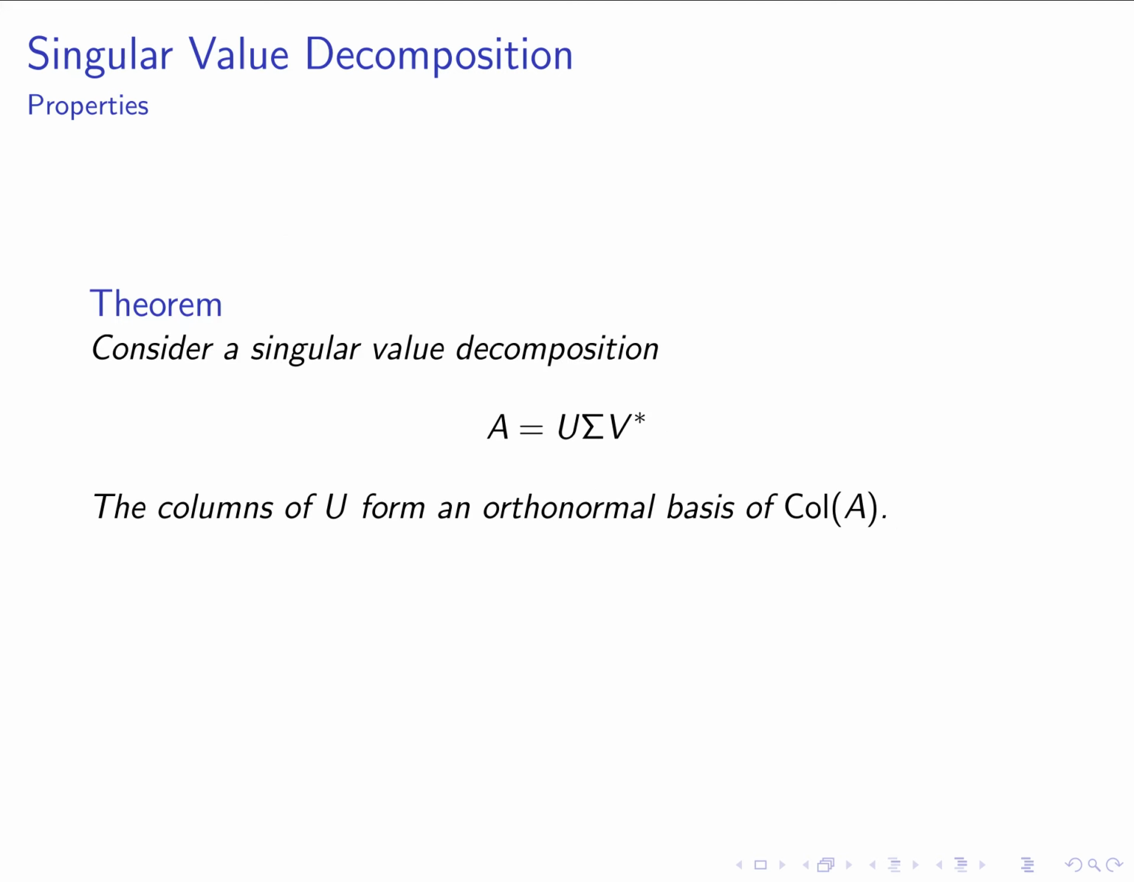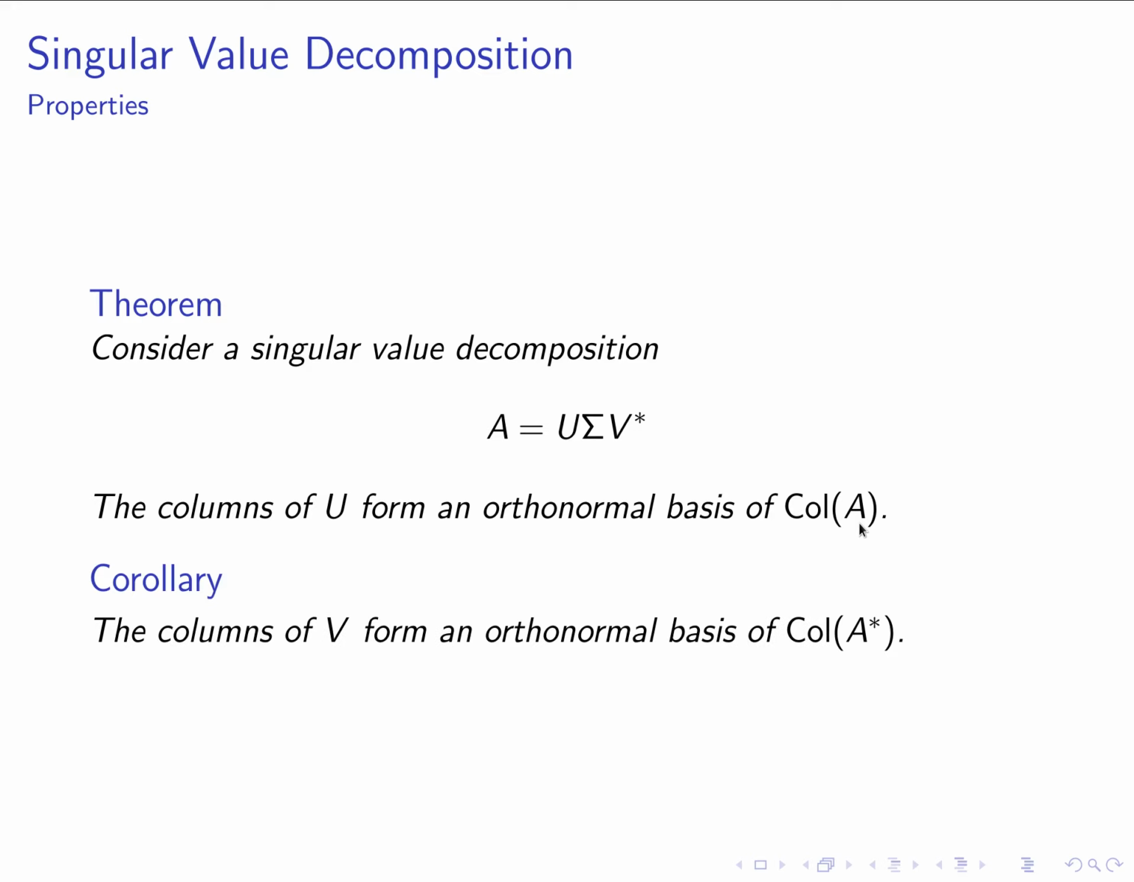What else can we say about singular value decomposition? Well, it turns out that if we have a singular value decomposition, A equals U times sigma times V conjugate transpose, the data in this factorization is actually convenient for solving problems involving A. Our first result in this direction says that the columns of U form an orthonormal basis of the column space of A. One consequence of this theorem is a corollary which says that the columns of V form an orthonormal basis of the column space of the conjugate transpose of A. This is because when we take the conjugate transpose of A and we have our original singular value decomposition, we get the singular value decomposition V times sigma times U conjugate transpose.